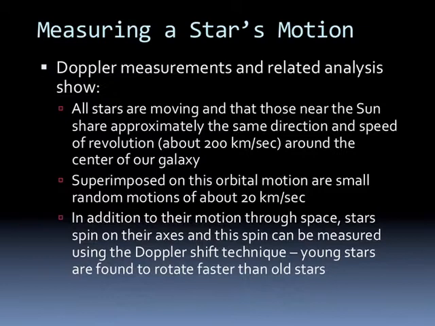Doppler measurements and analysis show that all stars are moving and that those near the Sun share approximately the same direction and speed of revolution, about 200 kilometers per second, around the center of our galaxy. Superimposed on this orbital motion are small random motions of about 20 kilometers per second. In addition to their motion through space, stars spin on their axes, and the spin can be measured using Doppler shift techniques. Young stars are found to rotate faster than older stars.